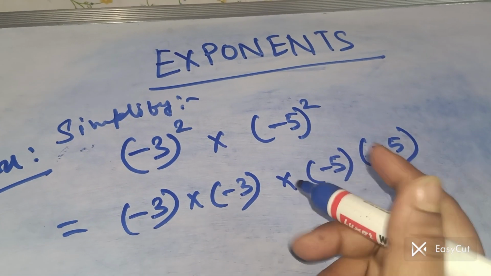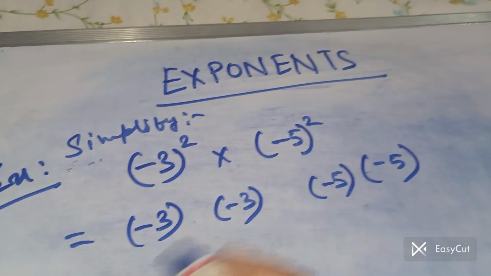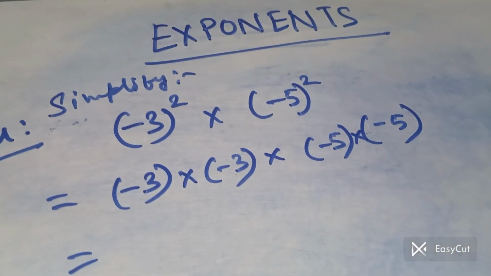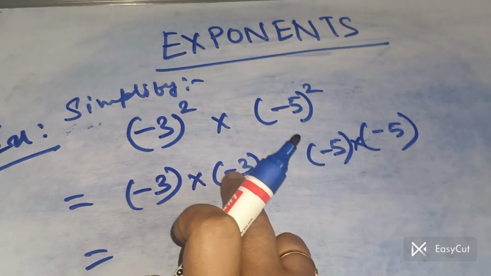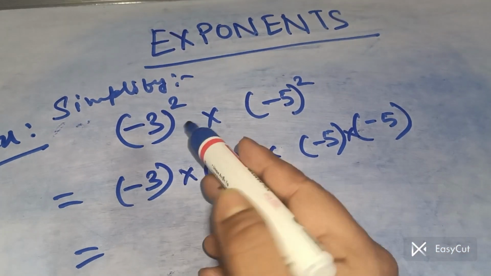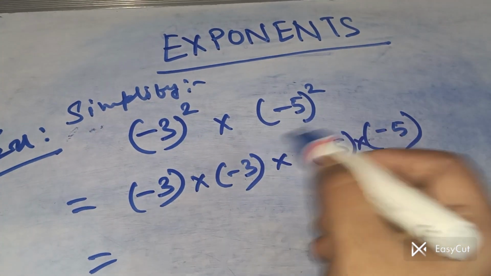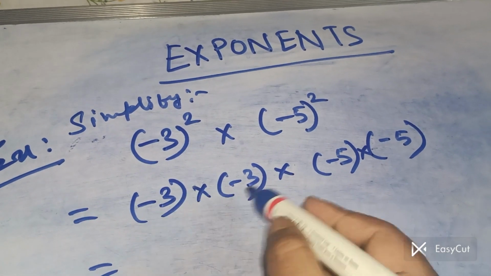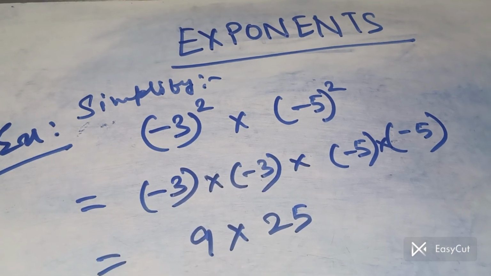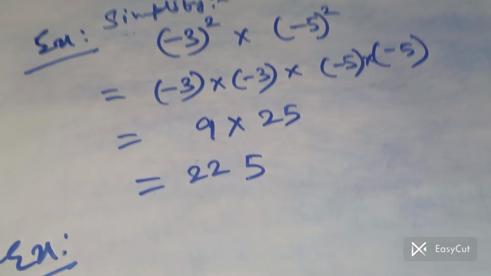You don't have to give the multiplication sign. If you are not writing it and putting the bracket, that means it is only multiplied. Or if you are comfortable, you can write it like this, as you wish. So see, here minus into minus is plus, again this minus into minus is plus. So plus into plus, this answer will be positive. And also you can see that here it is 2, an even number, and here it is 2, an even number. So the negative sign goes away and it will become positive. 3 into 3 is 9 and 5 into 5 is 25. Our answer is 225.